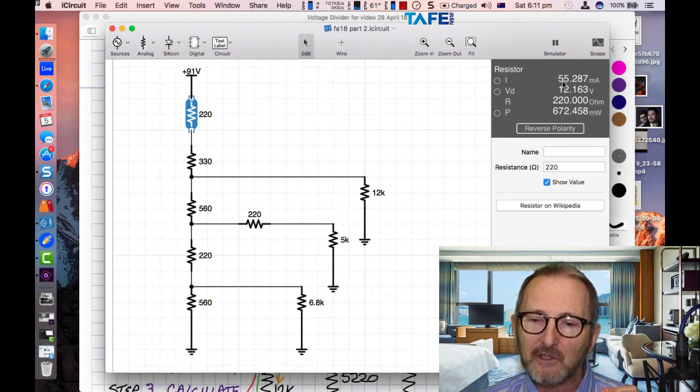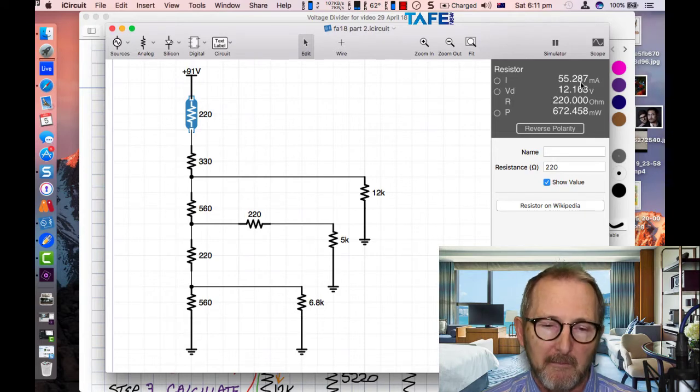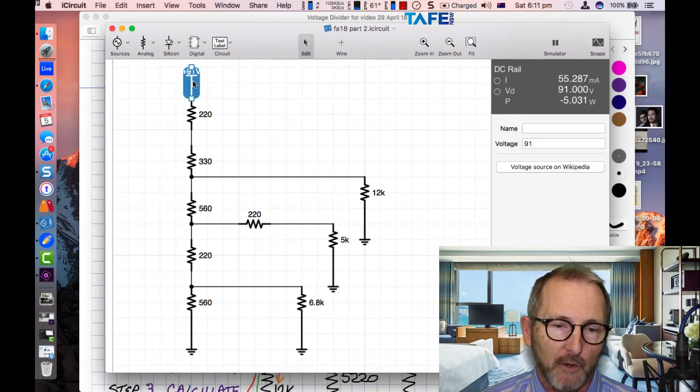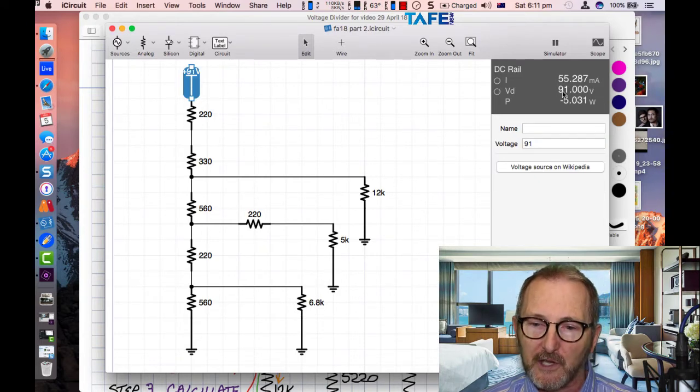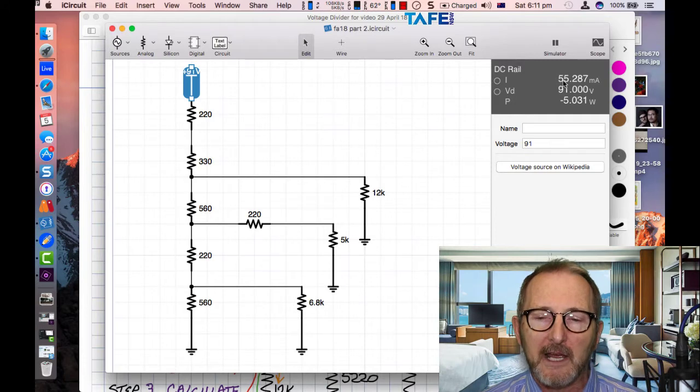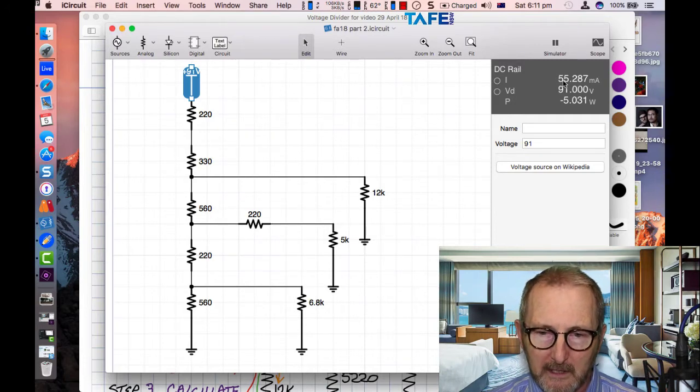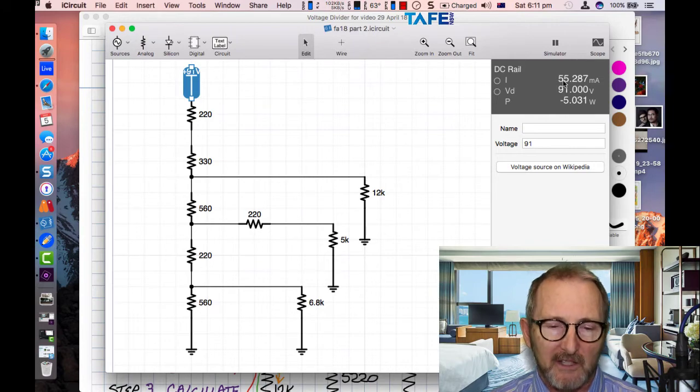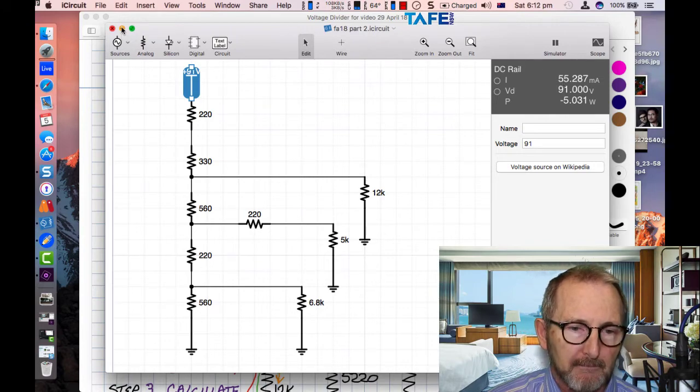but the current going through it, 55.287 milliamps. And even if you just go onto the wire there, you can also see 91 volts, total power in the circuit 5 watts, and 55.287 milliamps, we're on a winner. We've got the right value. That means we've got the right resistance. So that's fantastic. I'm happy with that.